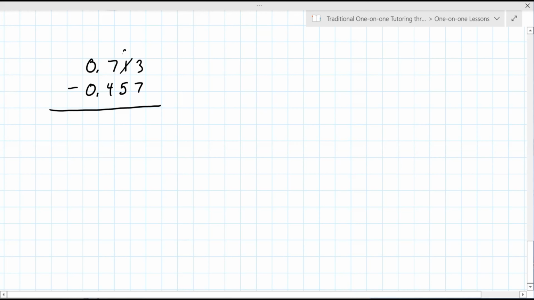So you borrow from the 1 and that goes to a 0, but it becomes 13. 13 minus 7 is 6. Mm-hmm. Okay. 7 goes to a 6. And that means you put a 1 with the 0. So that becomes 10. 10 minus 5 is 5. 6 minus 4 is 2. Do you see your mistake?